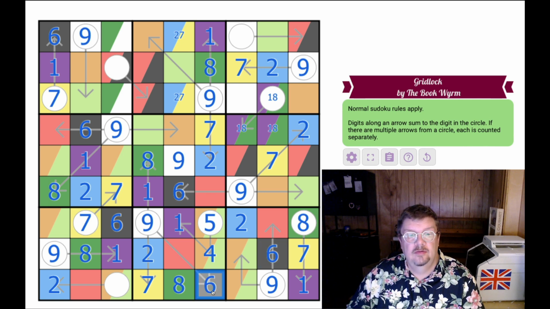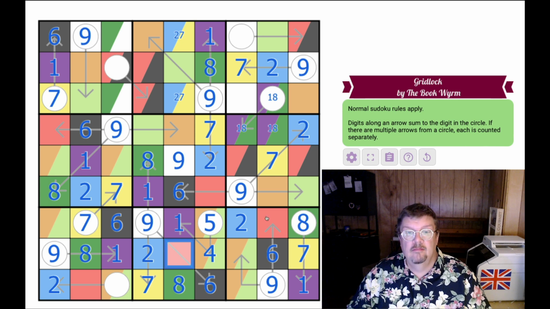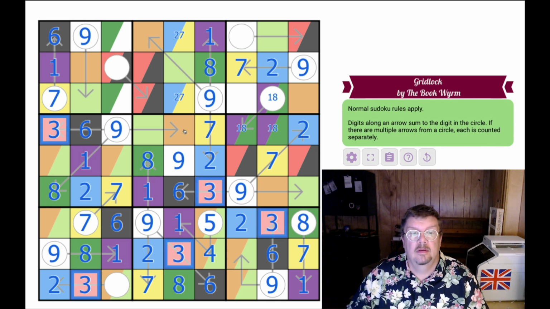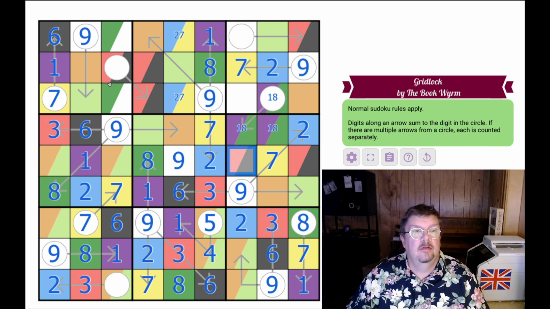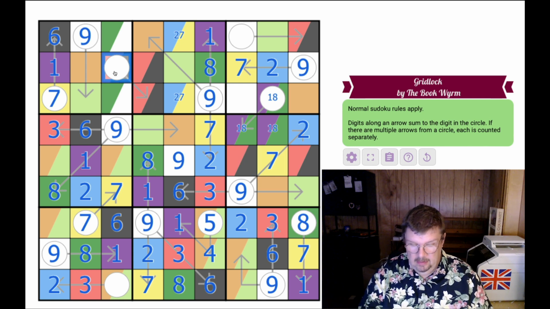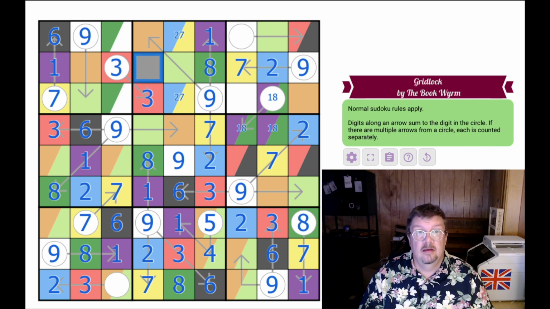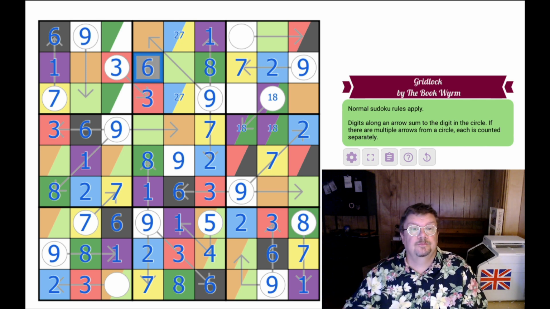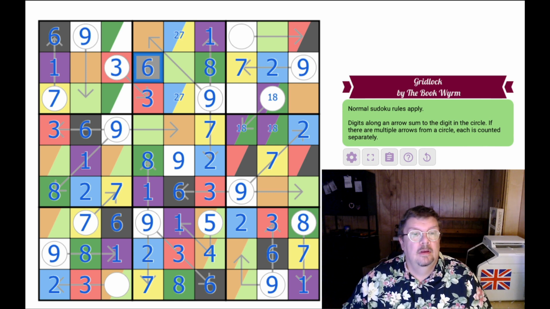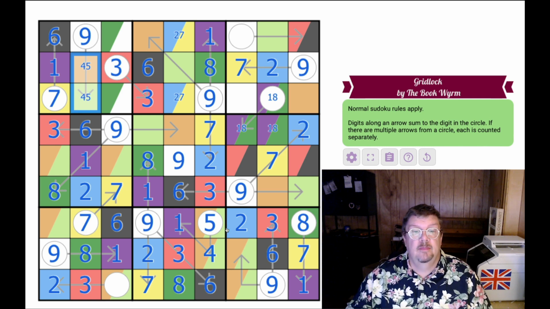And 6 and 6, and then reds must be 3s. This is not black, so that is a red and a 3. This is not black, so that is a red and 3. This is red, which must be a 6. This is a 4-5 pair, which matches with what we've got here. We don't know which way around they go yet.